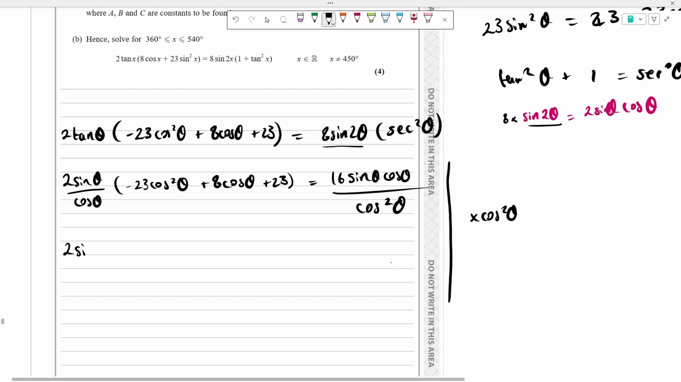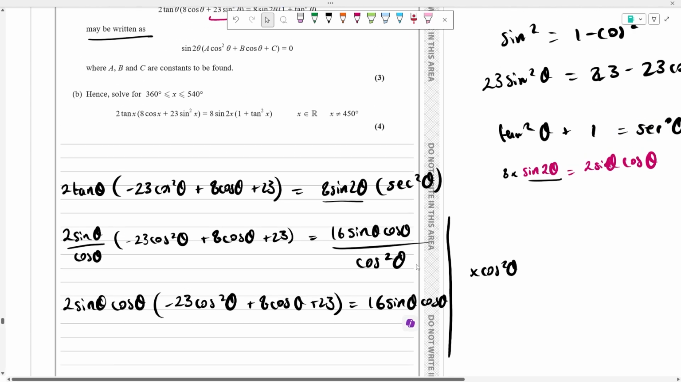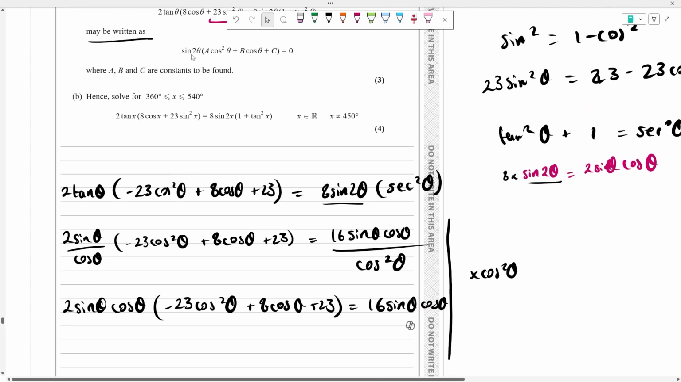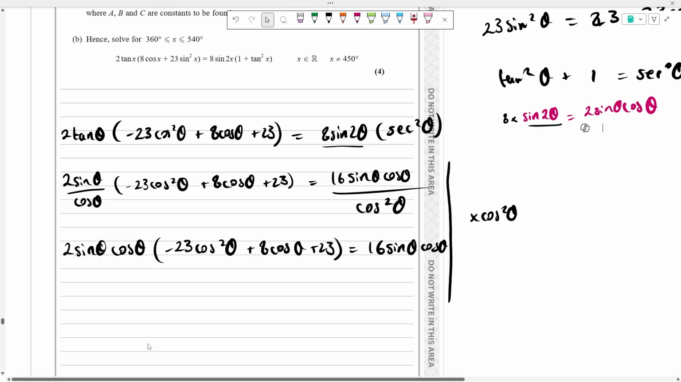So I end up with 2 sine theta cos theta times by this plus 8 cos theta plus 23 is equal to, well, we've just times by cos squared, so the denominators get cancelled out. Well, this is looking good right now because now we have some sort of sine theta cos theta, and we know sine 2 theta is equal to 2 sine theta cos theta. Okay, we're able to use that identity.